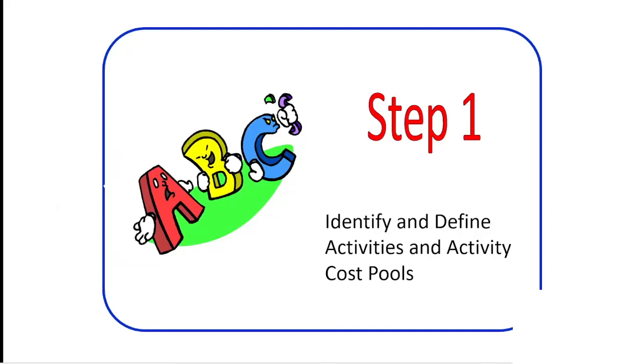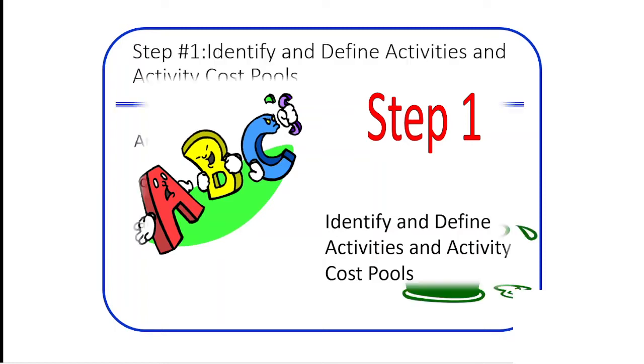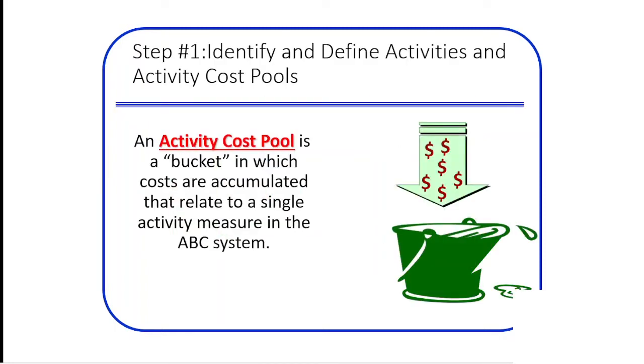So step one is identifying and defining the activities and the activity cost pools. We have to define the cost object that is already given. So we need to have a cost object as a starting point. Once we understand the cost object, then we will do the defining of the cost activities and activity pools.